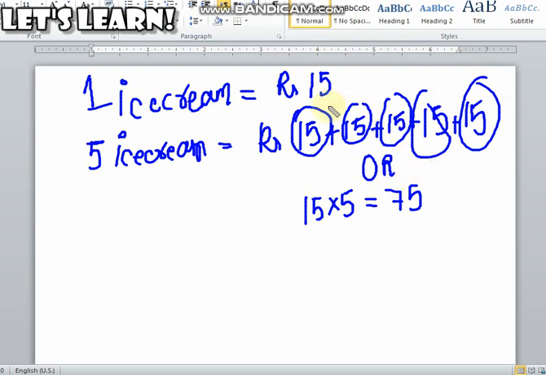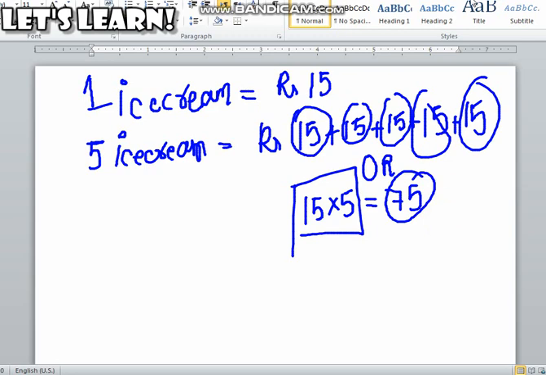Instead of adding up 15 rupees like this, you can just multiply 15 with 5. If you add 15 five times or multiply 15 with 5, you will come across the answer, that is rupees 75. So you will have to pay rupees 75.